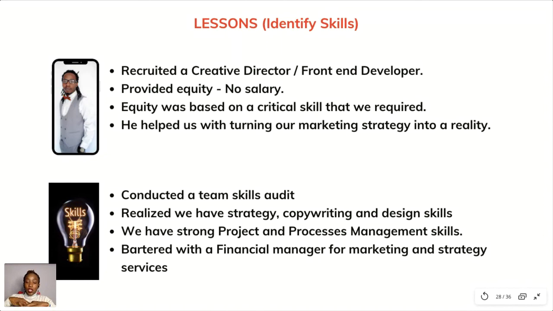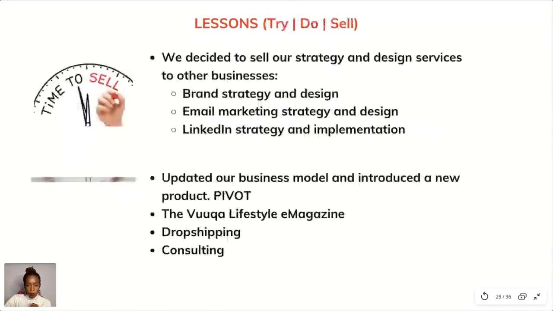And then, as I mentioned earlier, we were missing the financial skills. What we did is we bartered with our financial manager, who needed marketing and strategy services. So we exchanged the services. Typically we would probably have to pay anywhere from 20,000 rands and up, and we didn't have money for that, but we were able to exchange value that's equal. And this relationship is ongoing. So it's a barter trade, back to the old school way before money was here.